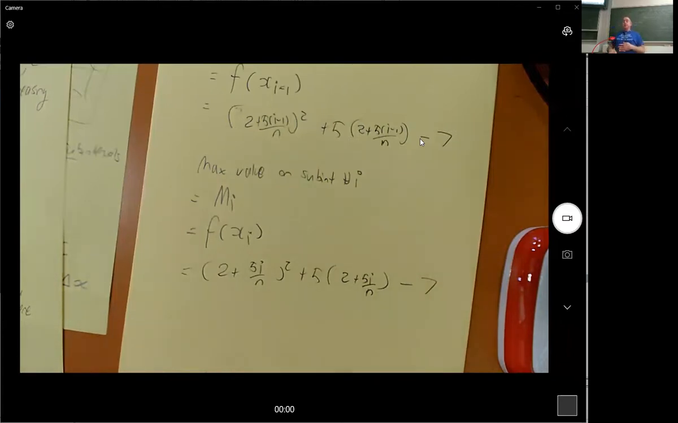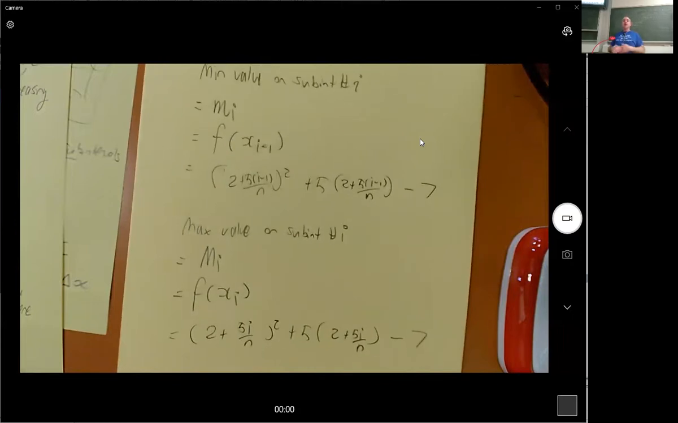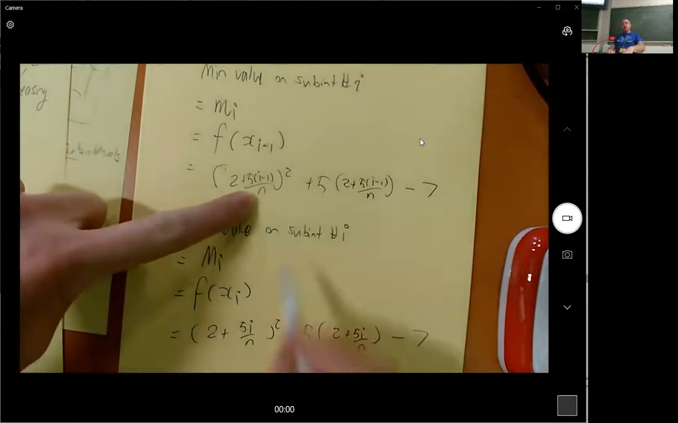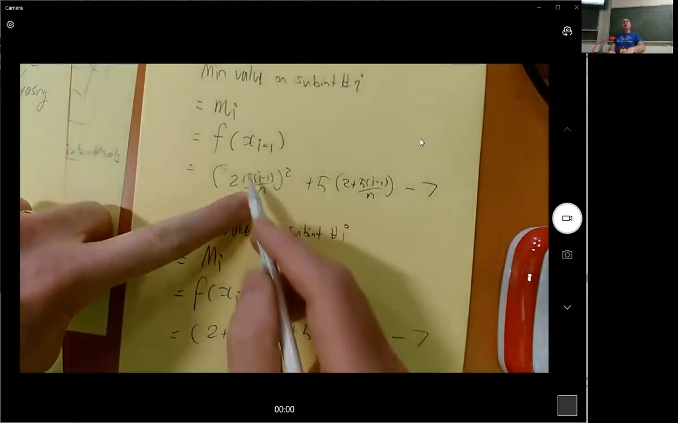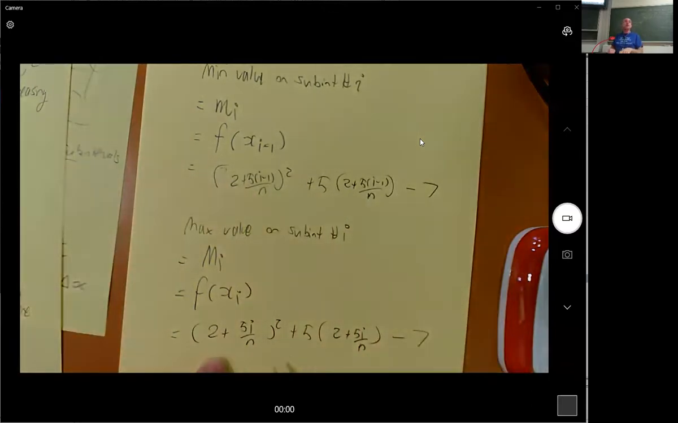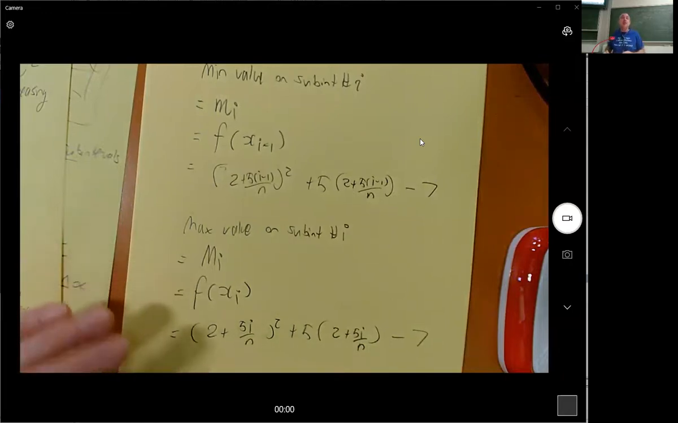So I have to look at these and decide which of them is going to be easier. And the answer is this one, because that one's got brackets within brackets, and it's even harder. So I'm going to do this one. Whichever of them has the x_i and not the x_(i-1), that's the one you do. If the minimum has the x_i, you'll do that one first. If the maximum has the x_i, you'll do that one first. It's easier that way.